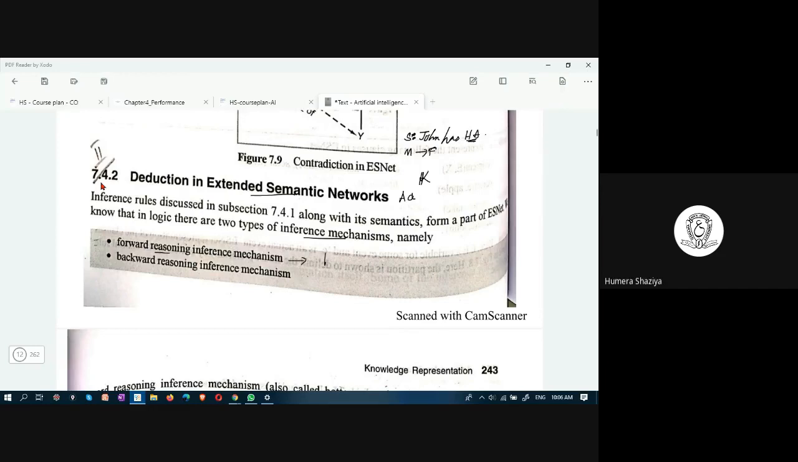Forward reasoning means you have got the knowledge base, there are assertions, true statements. From this, you derive a new statement. What does forward reasoning mean? From the existing base, you are going to derive new, which implies apparently that it is moving in forward direction, from what is available to what can be derived.